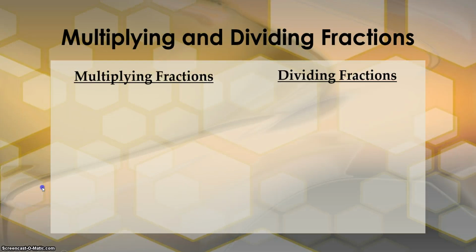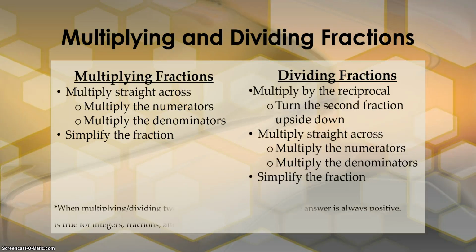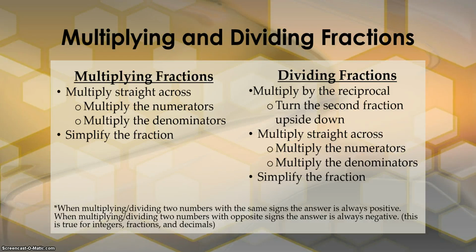For multiplying and dividing fractions, with multiplication, you multiply straight across. Multiply the numerators, then multiply the denominators, and simplify the fraction. For division, you're going to multiply by the reciprocal. This means you're going to flip the fraction upside down. Multiply straight across, multiply the numerators, multiply the denominators, and then simplify the fraction.